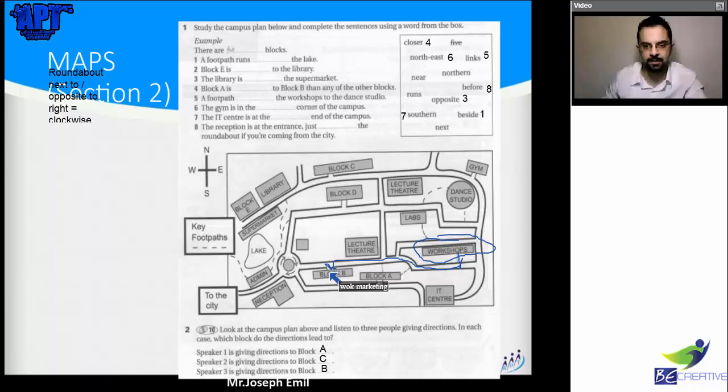This is a map used in part 2 of the conversation of the listening test. Please also pay attention that the drawing can be different from a map. It can sometimes be something other than a map, right? But more on that later.